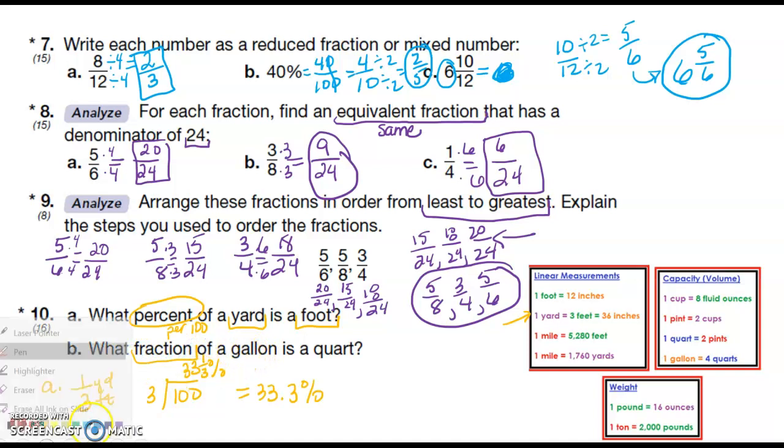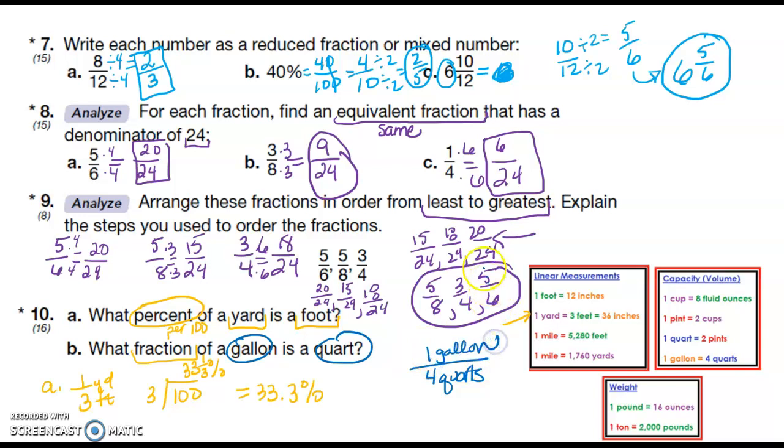B. Okay, let me change colors. What fraction of a gallon is a quart? Let's see. So 4 quarts in 1 gallon. So a gallon is 4 quarts, and if I have 1 quart per 4 quarts, then the fraction is 1/4.